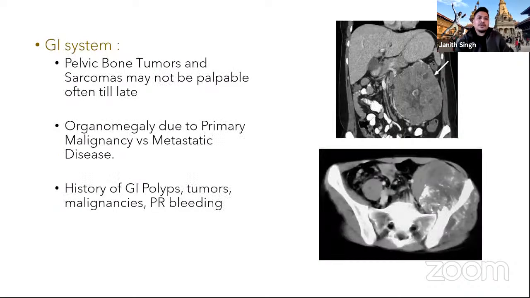Now, when we talk about the GI system, the pelvic bone tumor is the one that you see in the bottom. It's a pelvic chondrosarcoma. They tend to be very indolent. You're not able to palpate anything until it's too late. They don't really protrude much out of the skin because there's so much space in the pelvis itself. So it keeps on growing and growing.